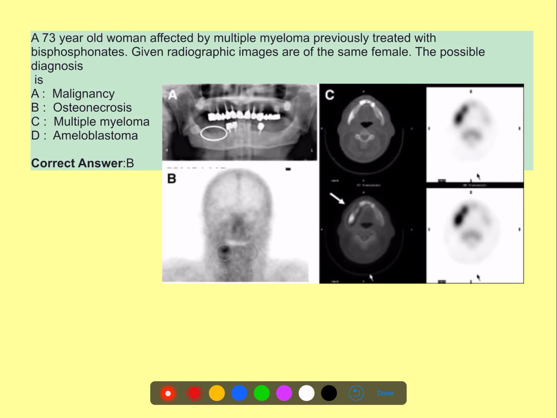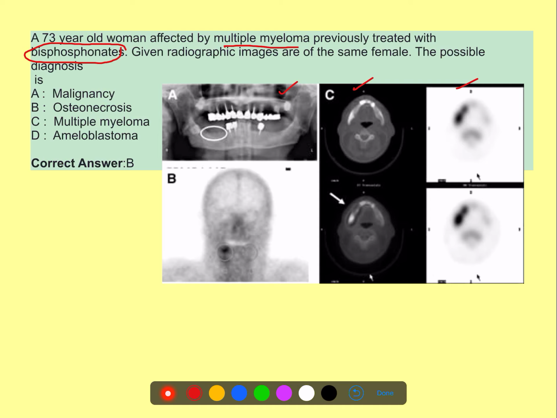A 73-year-old woman affected by multiple myeloma previously treated with bisphosphonates. You have to remember here multiple myeloma and bisphosphonates. Given radiographic images of the same female. So these are the radiographic images of that female. The possible diagnosis is. So if you go into the history of bisphosphonates, if the patients have a history of using bisphosphonates for a large period of time, those patients may develop osteonecrosis or a bisphosphonate induced osteomyelitis after some time. That is, if you extract the teeth, they'll have a complication of osteonecrosis or osteomyelitis.